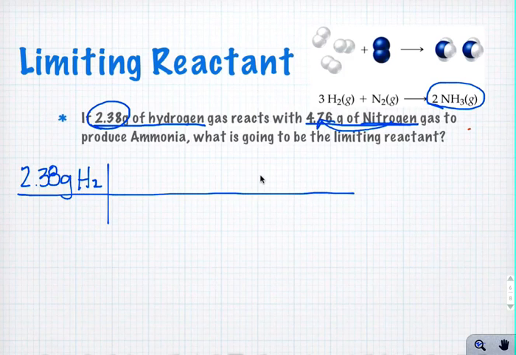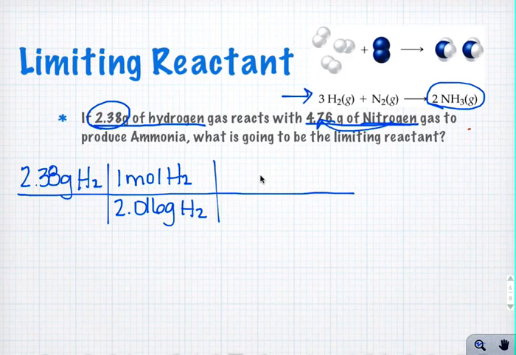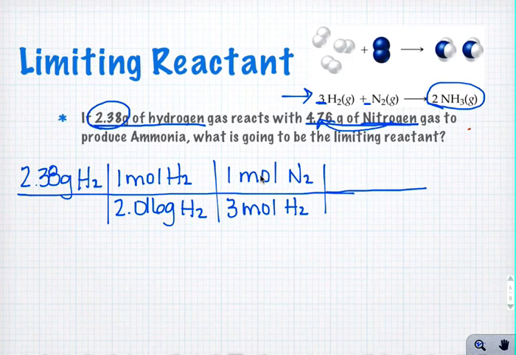So first of all, I need to use the molar mass of hydrogen, and that's going to be 2.016 grams of hydrogen gas for every 1 mole. And now that I'm in moles of hydrogen, I can go up to my balanced equation, and I see that I have a 3-to-1 mole ratio, so 3 moles of hydrogen gas to every 1 mole of nitrogen gas. And then from here, since I want to compare it to the 4.76 grams that I know I have, I'm going to take this moles of nitrogen gas and convert it to grams.